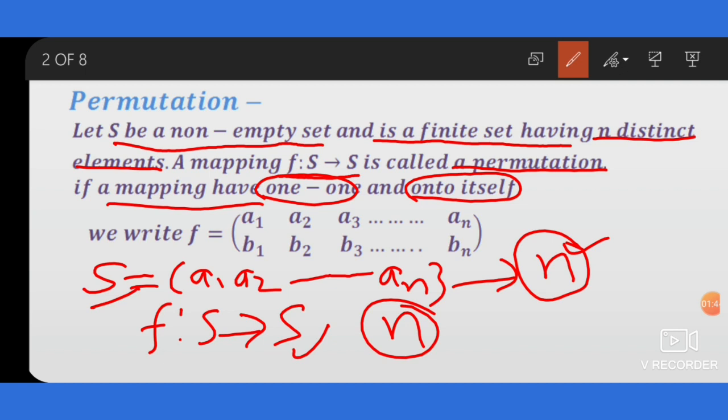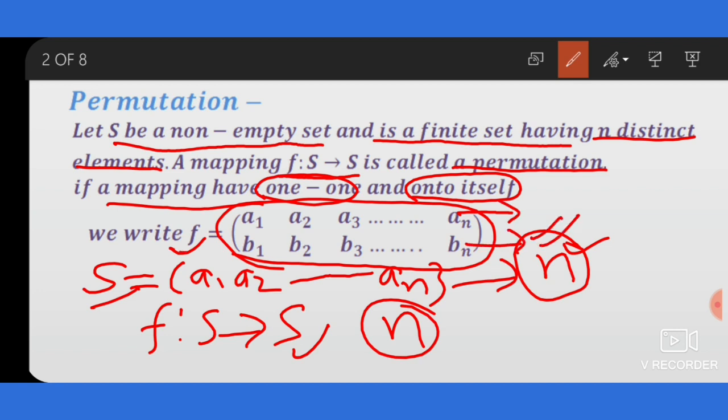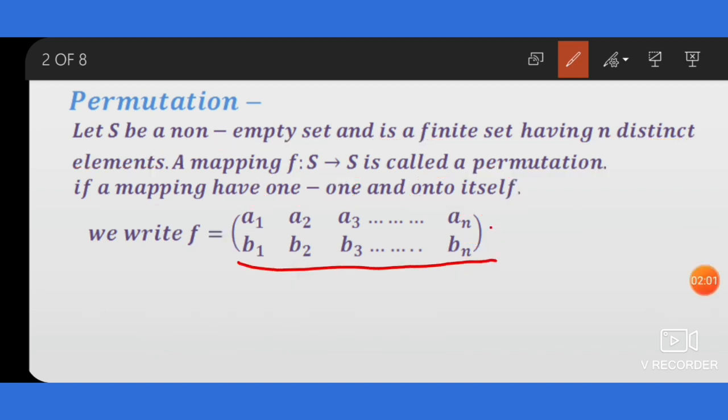Permutation f we can write as this, with the first row and the second row. The permutation f has degree n.